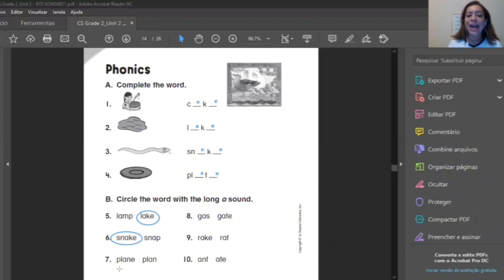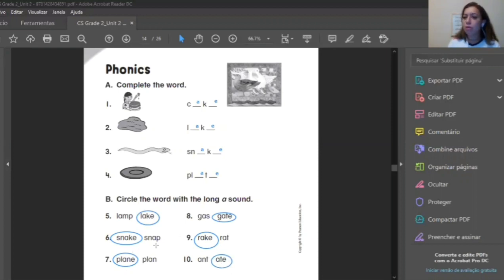Number seven now. Let's repeat with me. Plane. Plan. Which one? Plane or plan? Plane. You can hear it's really long sound, right? Number eight now. Guess. Gate. Gate. That's it. Number nine. Rake. Or rat. Rake. Let's circle. And now, finally, number 10. Ant or eight? Eight. That's it. Really easy, right, guys?